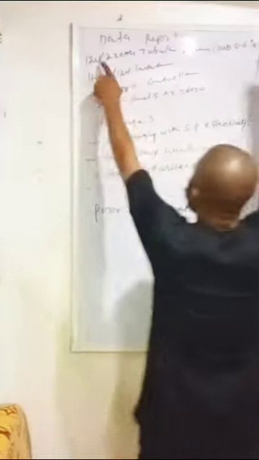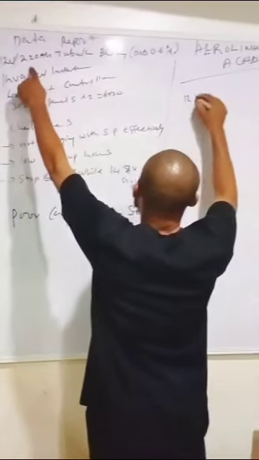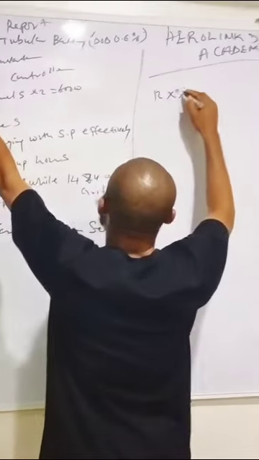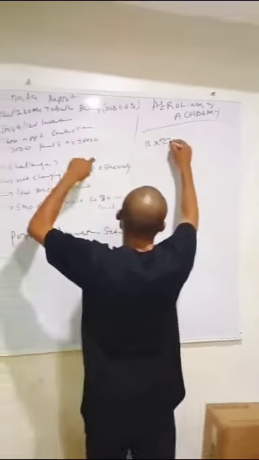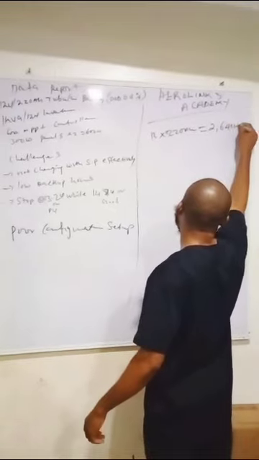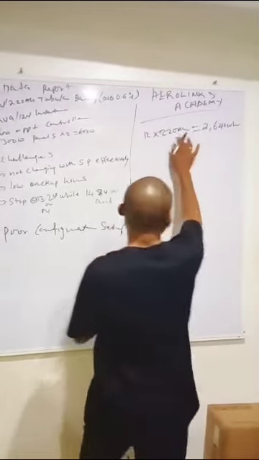Now this customer has a 12 volt, 220 amp battery. We want to know the total amount of energy in this battery. Multiply 12 by 220 amps. That is 2,640 watt hours. That is the total amount of energy in this battery.